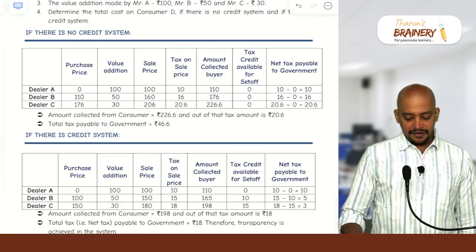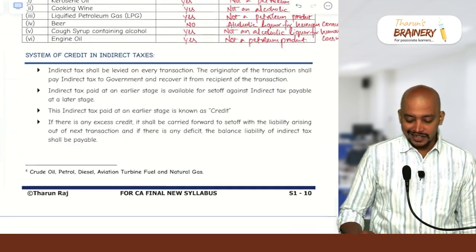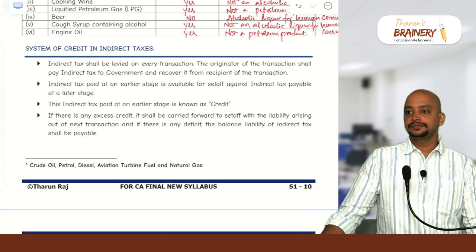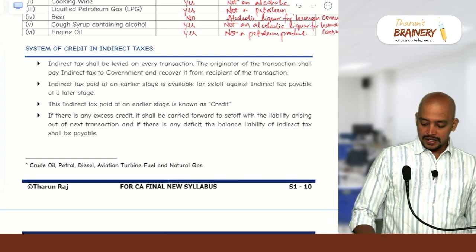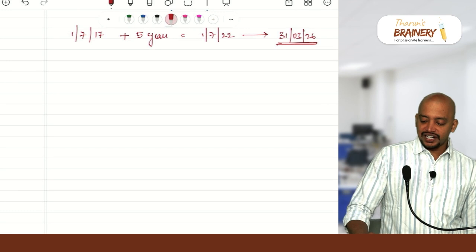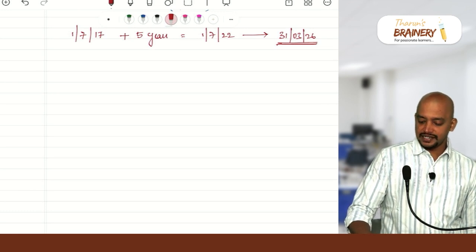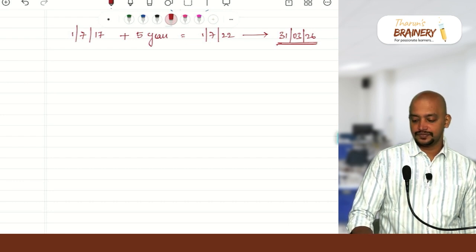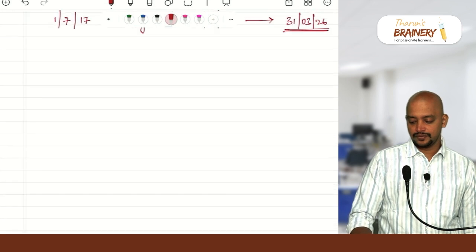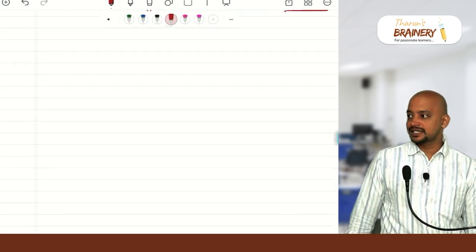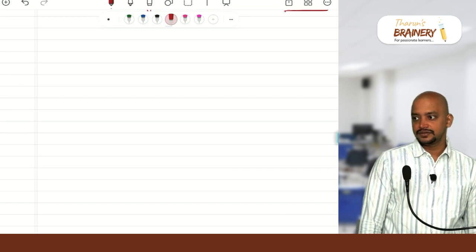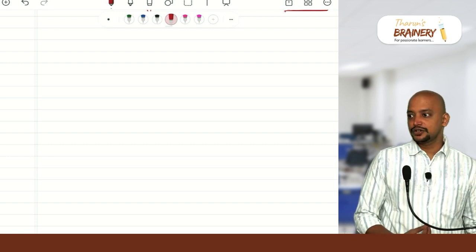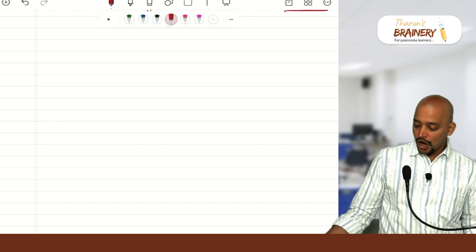Then we have this concept of input tax credit, a system of credit in taxes. Tell me what you know about input tax credit. Do you have any idea about input tax credit? What is input tax credit? At the time of purchase? Okay. So you get some benefit on purchase to adjust against your output liability.